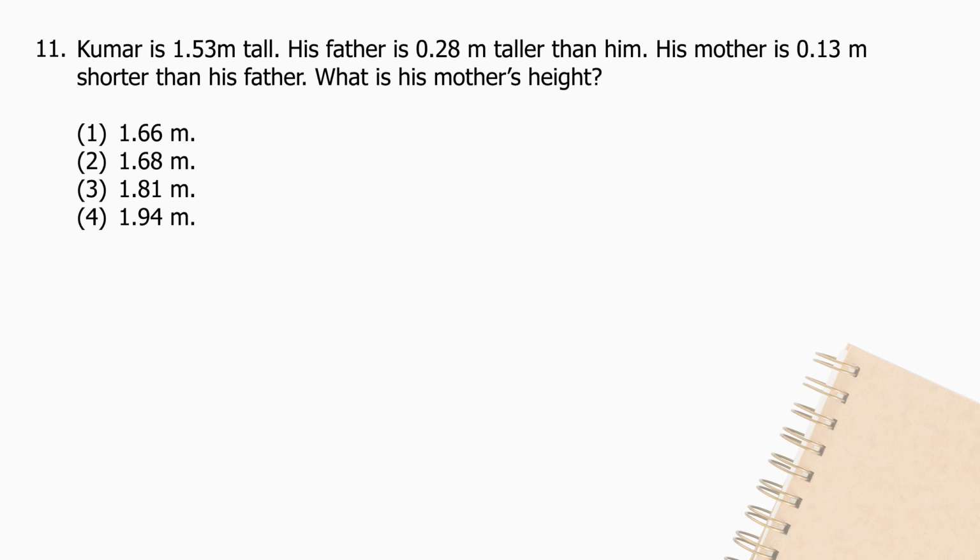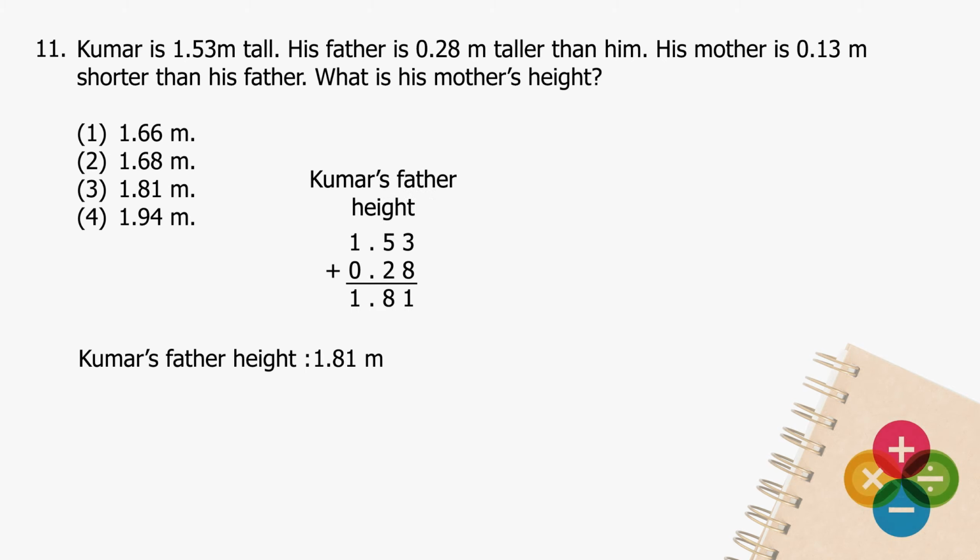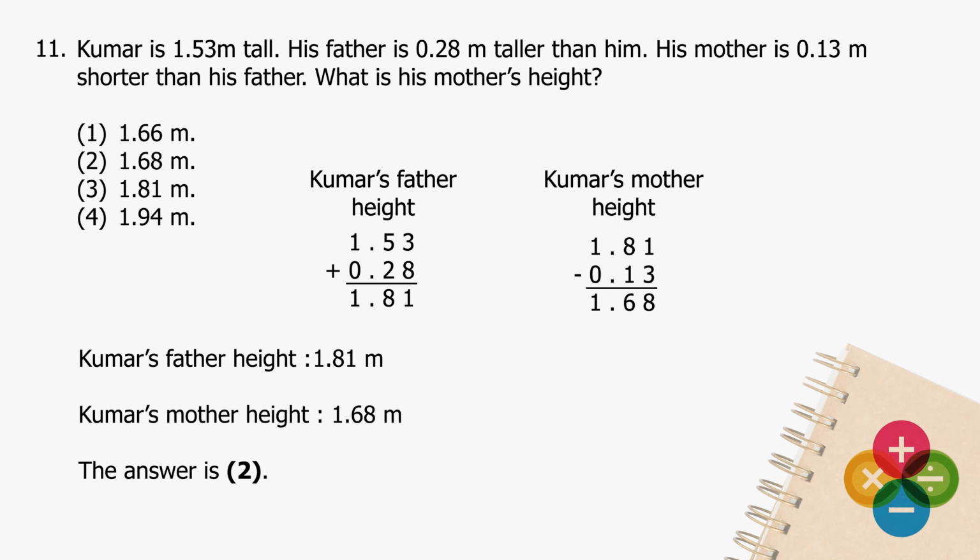Question 11. Kumar is 1.53 meters tall. His father is 0.28 meters taller than him. His mother is 0.13 meters shorter than his father. What is his mother's height? First of all, you will need to find the height of Kumar's father. Add 0.28 meters to 1.53 meters. Kumar's father's height will be 1.81 meters. Take 1.81 meters minus 0.13 meters, and you will get Kumar's mother's height at 1.68 meters. The answer is 2.